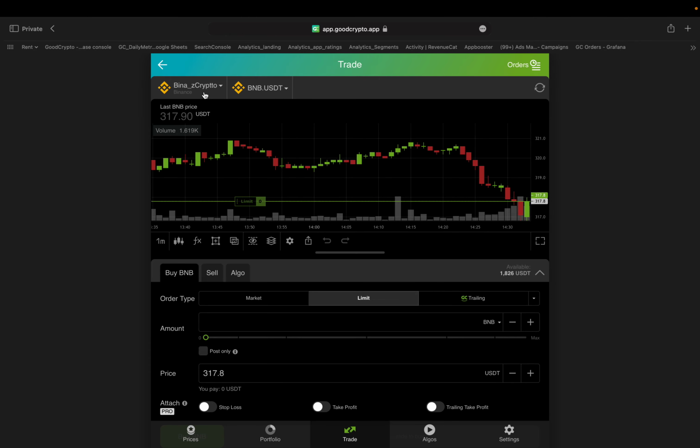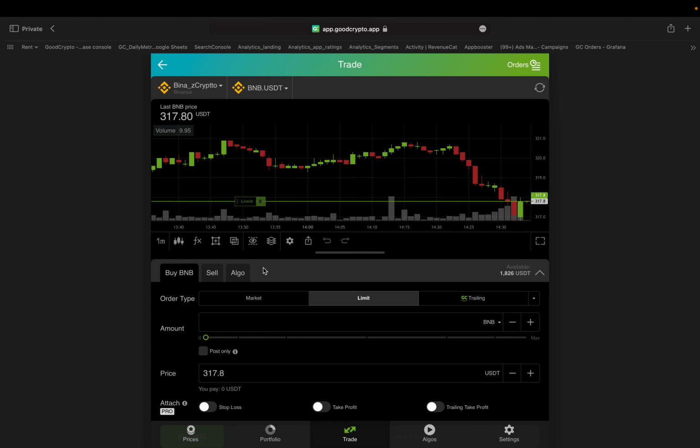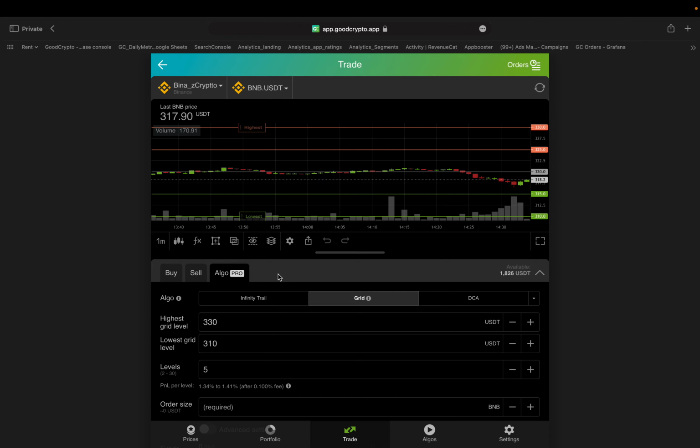So we've been doing that on Binance, on spot instruments, actually the BNB USDT spot pair, one of the most traded pairs. To launch the grid, let's go to the Algo tab here. Grid is already selected here. We offer Infinity Trail, and the GCA is coming quite soon.